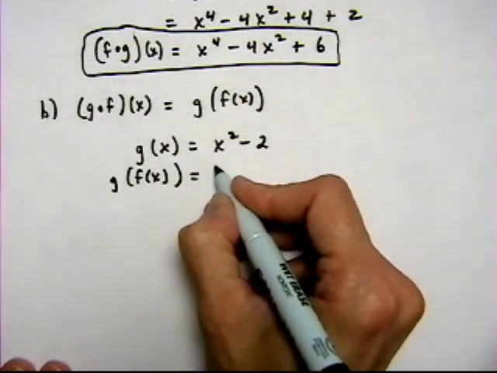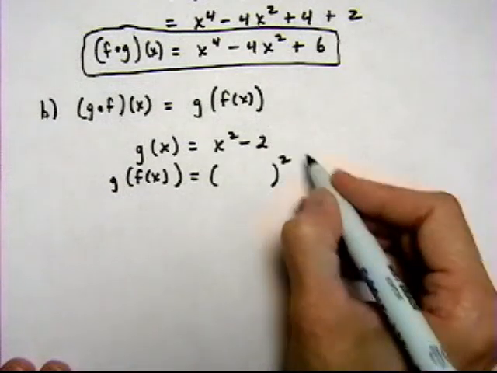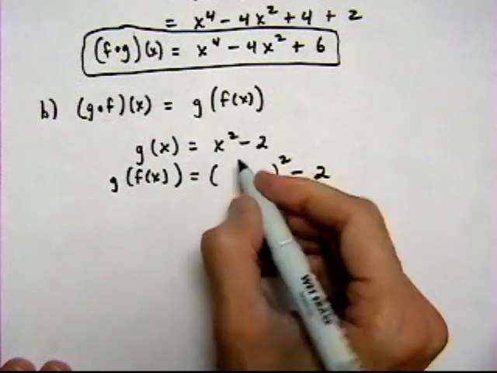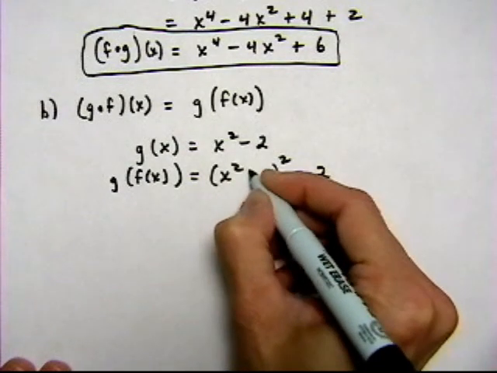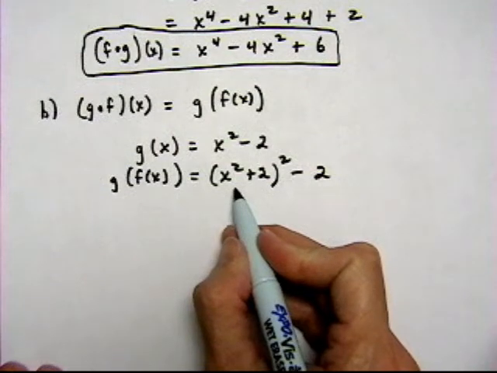So I'm going to replace this x and keep it squared like it is up here. Bring down the minus 2. I'm going to replace this x by f of x. F of x is x squared plus 2. So now f has been used as the input for g of x.